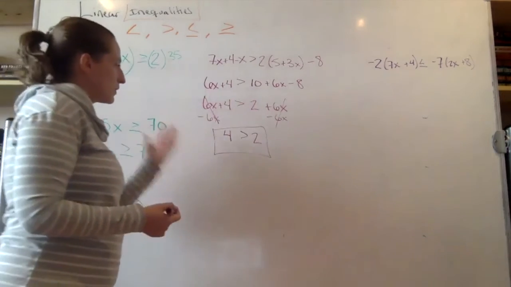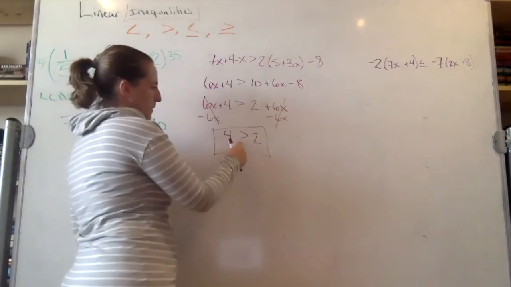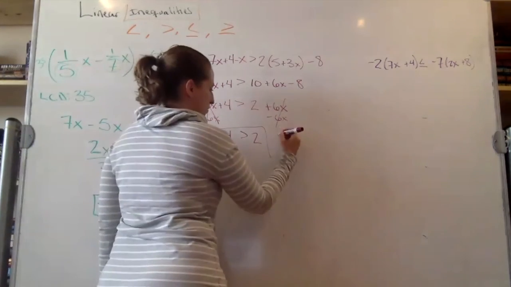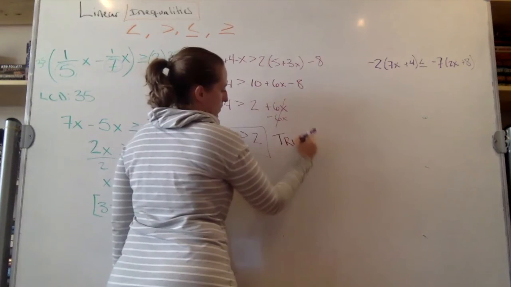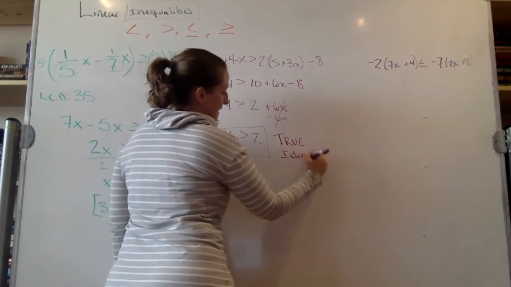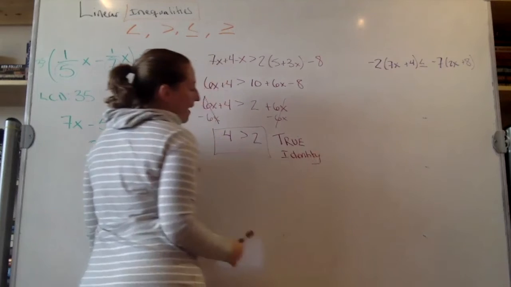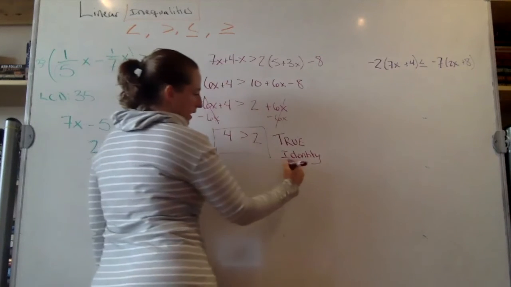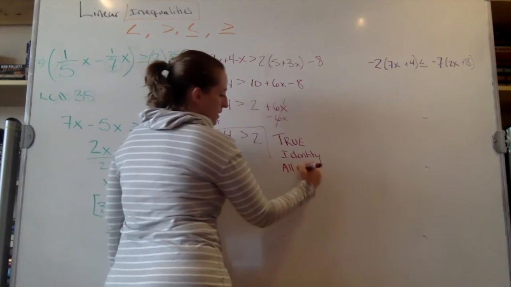Is this true or false? 4 is bigger than 2. Well, that's true. That's a true statement. 4 is, in fact, bigger than 2. So this is a true statement, meaning this is an identity, meaning everything works, okay? So all real numbers are a solution.